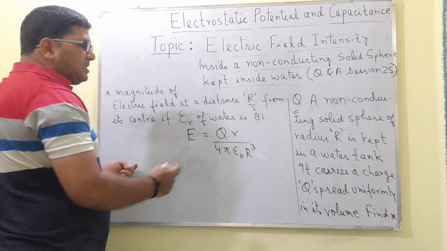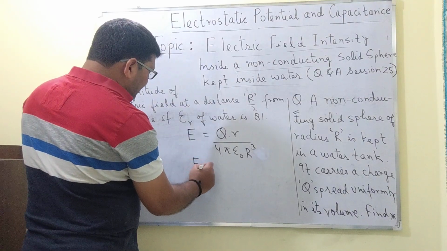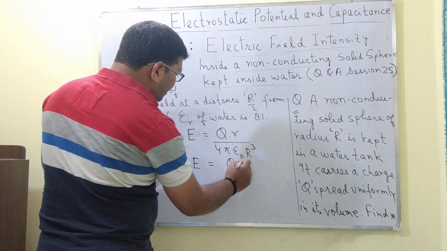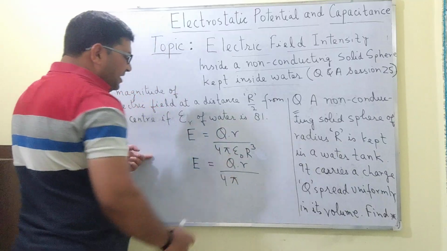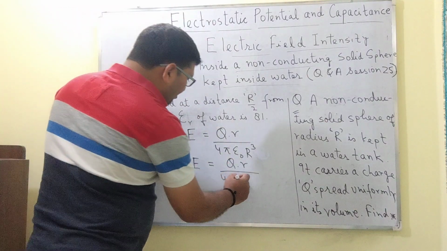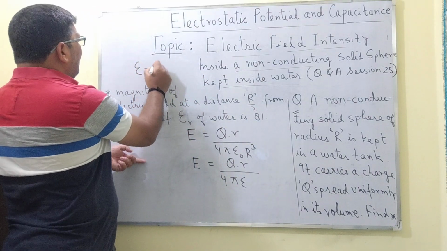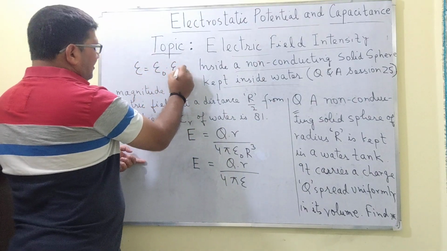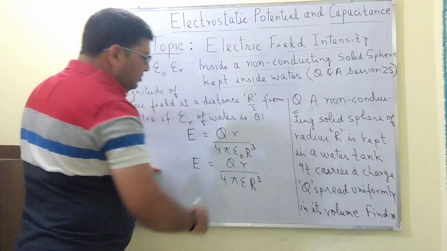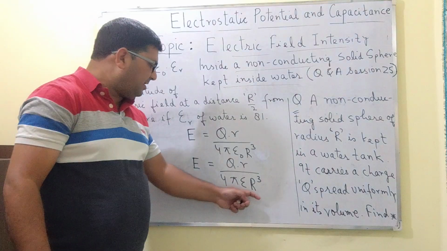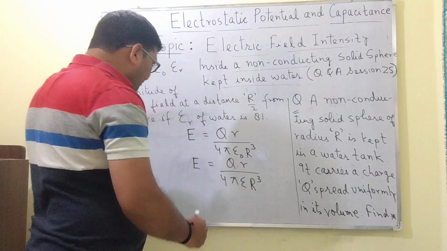But if the medium is changing, in this case the medium is water, then this formula will be equal to Q r divided by 4 pi. Now this epsilon naught will be replaced by the permittivity of the medium, which is denoted by epsilon. Epsilon is equal to epsilon naught into epsilon r. So the formula in this case will be Q into small r divided by 4 pi epsilon capital R cube, where small r will be equal to R by 2.